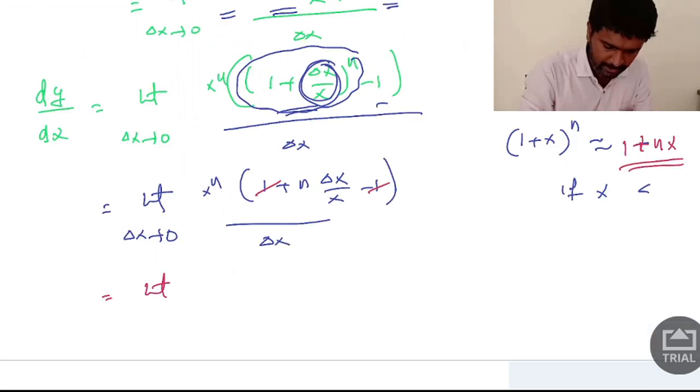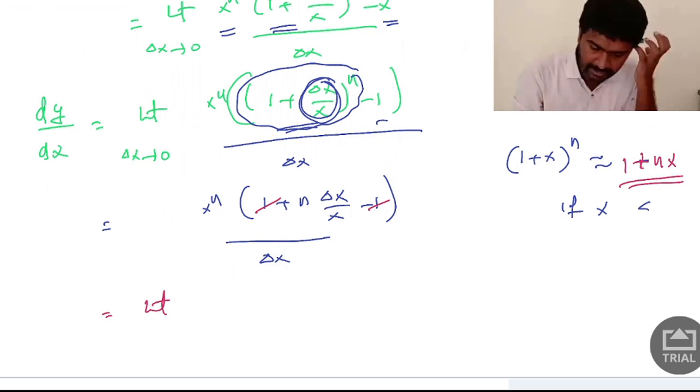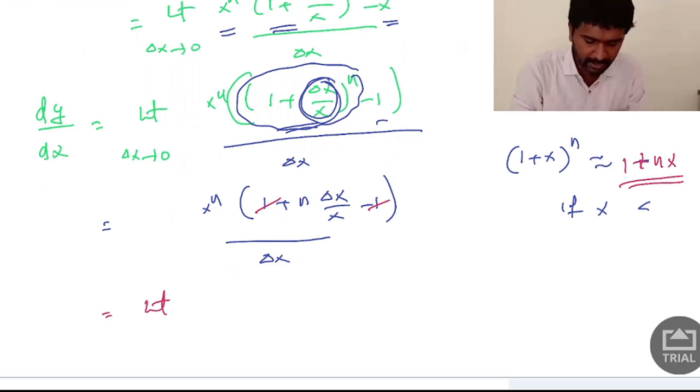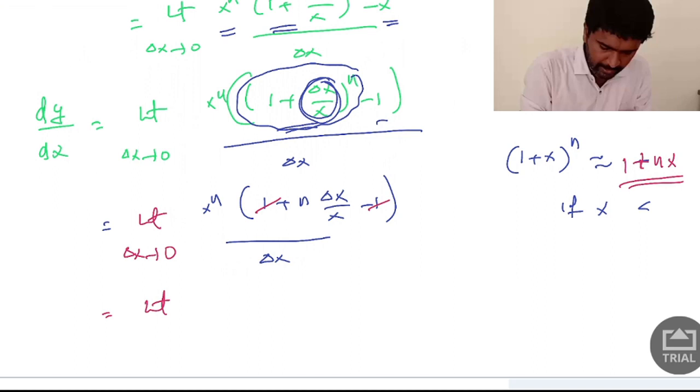So now you can eliminate the limit here. After applying the limit only you will get that, because you are neglecting all higher terms. Even you can write down limit delta x tends to 0. Once you neglect all higher terms, then you will get the equation here, that is x power n by x, because you can cancel delta x. So the remaining part is this one. So now x power n by x, that is n into x power n minus 1.